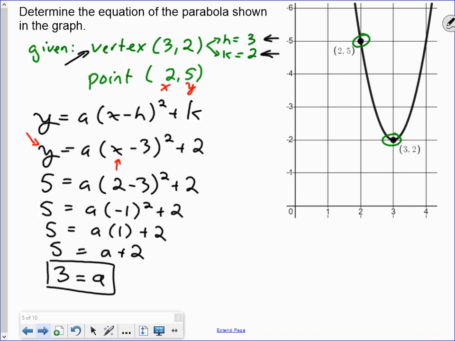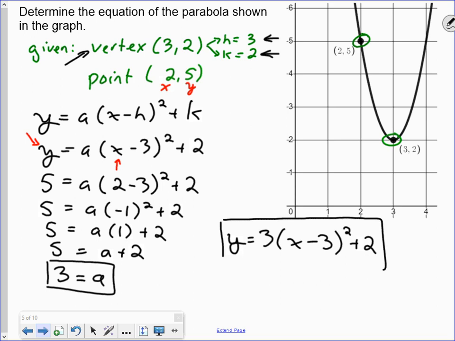Once I have that value for a, that was the missing piece in my quadratic equation here. So I'm going to put in 3, (x - 3)² + 2. And let's put a box around it to indicate that that is our final answer.